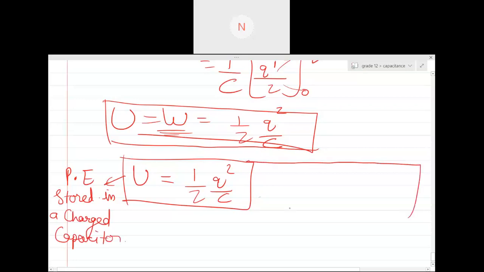After that, you can use the general formula. You can write Q is equal to CV. This will be C square V square upon C. So C and C will get cancelled. You can write it as half CV square. You can also write Q by C as what? V, right? So you can write it as half Q into V. Is this clear? So this is the formula for potential energy: half Q square by C, or half CV square, or half Q into V.